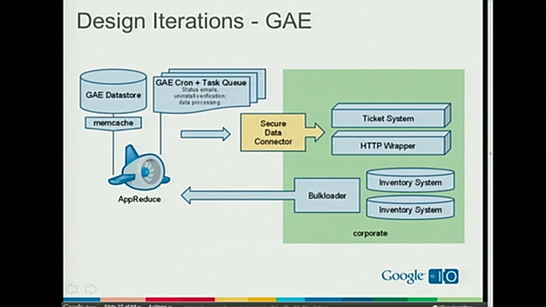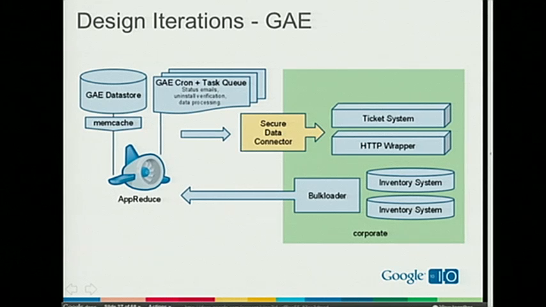So here's an overall design of AppReduce, and a lot of this should be familiar. You'll see the corporate network on the right-hand side with all of your inventory systems and services, and App Engine and AppReduce on the left-hand side. Secure Data Connector and bulk loader bridge the gap between the two. And again, as mentioned, when the user visits the AppReduce front end, all of this data is going to be loaded from the local data store. And we even have a Memcache layer in between there to reduce redundant hits on the data store.